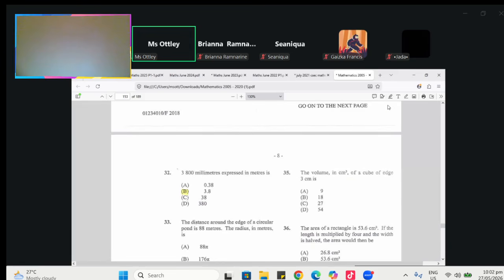I need to move this in order for you all to see the question. The volume in centimeters cubed of a cube with an edge of 3 centimeters. How do you find the volume of a cube? C, thank you.